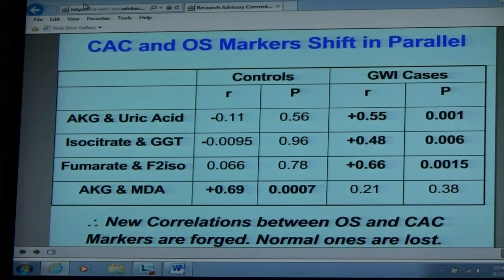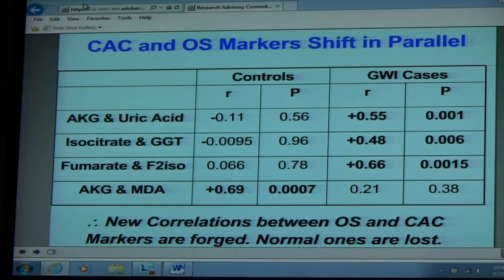What I didn't show here, but should have, is that prostaglandin F2 alpha's correlation with malondialdehyde in controls is 0.51 with a p of 0.003, but in cases, there's no relationship. Prostaglandin F2 alpha in controls relates to alpha-ketoglutarate with a correlation coefficient of 0.72 and a p-value less than 0.0001. That is to say, it shows up on the statistical analysis as 0.0000. But in cases, it's actually a negative correlation.